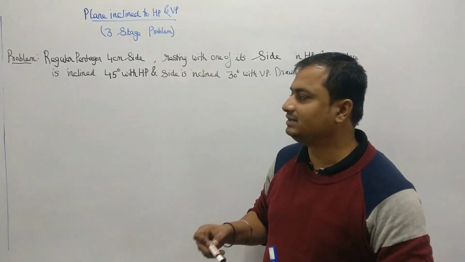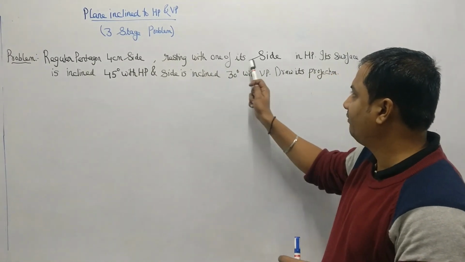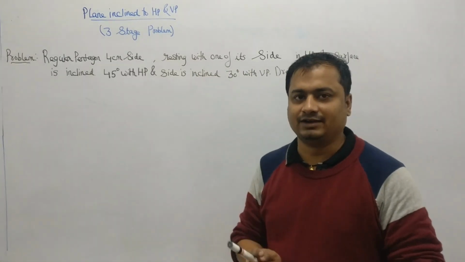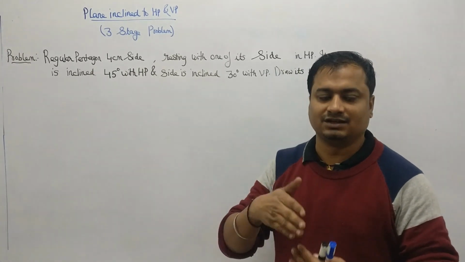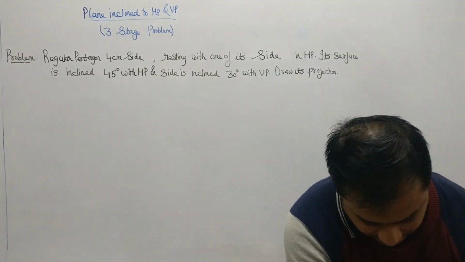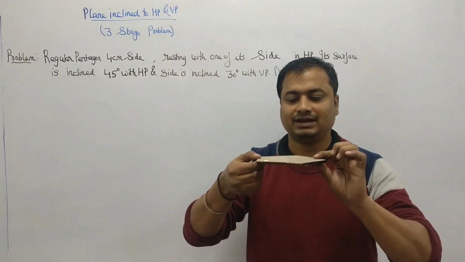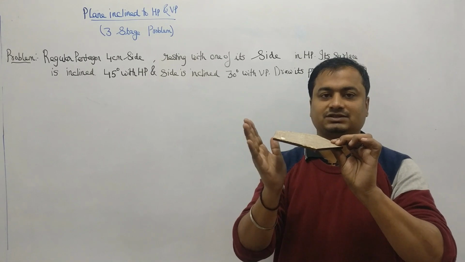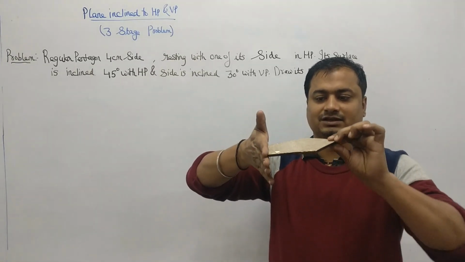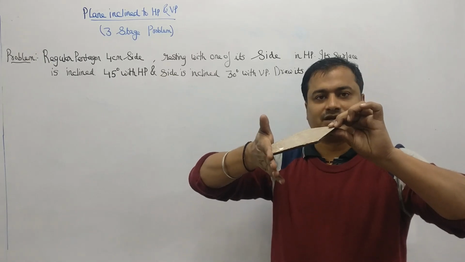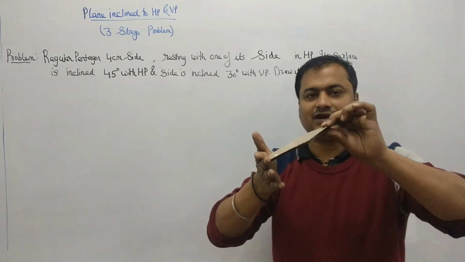The problem says: a regular pentagon of 4 centimeter side resting with one of its sides. So this is a problem of side. As we all know, when a pentagon is resting with one of its sides and the surface is inclined, the plane will look something like this. This is the side of the pentagon, and this is the surface. This pentagon is resting with its side, and the surface is inclined at 45 degrees.